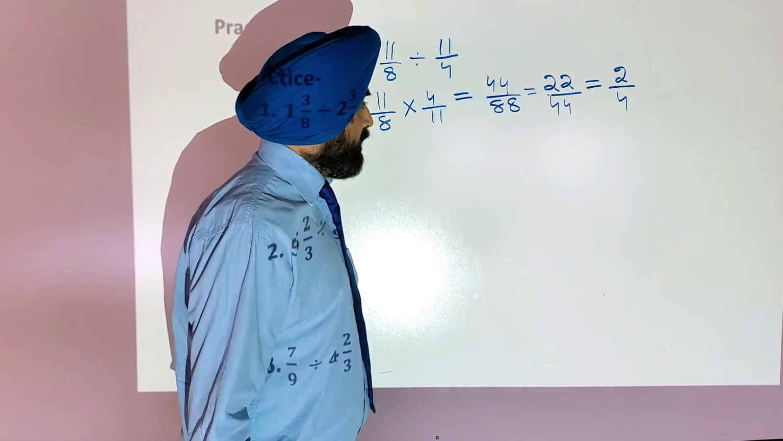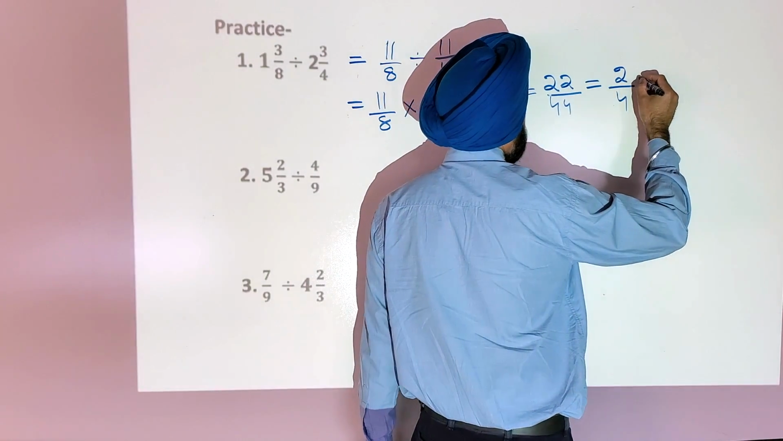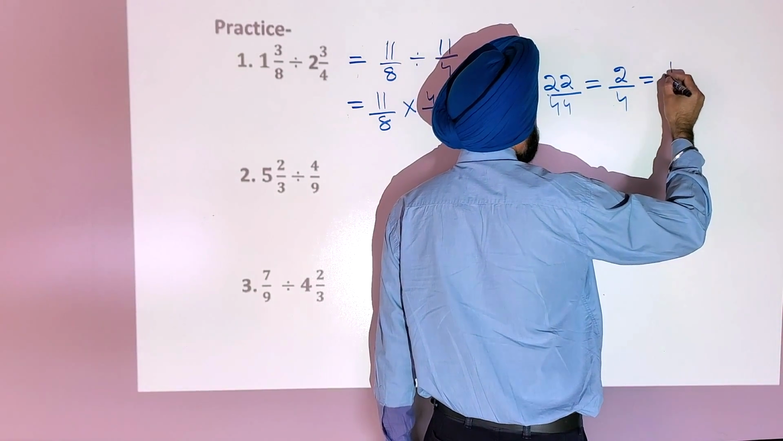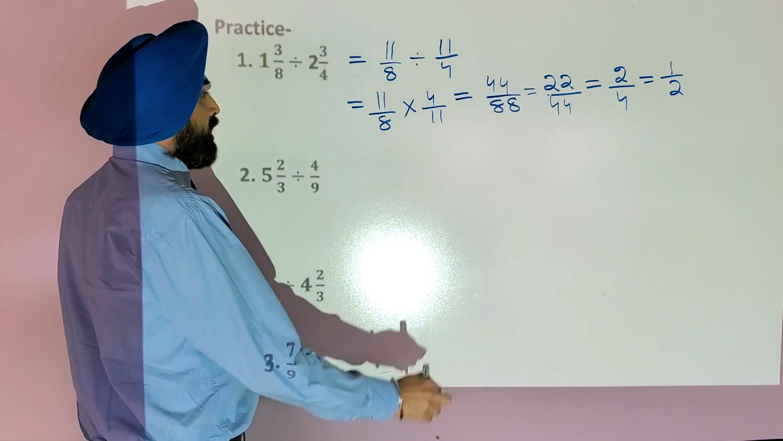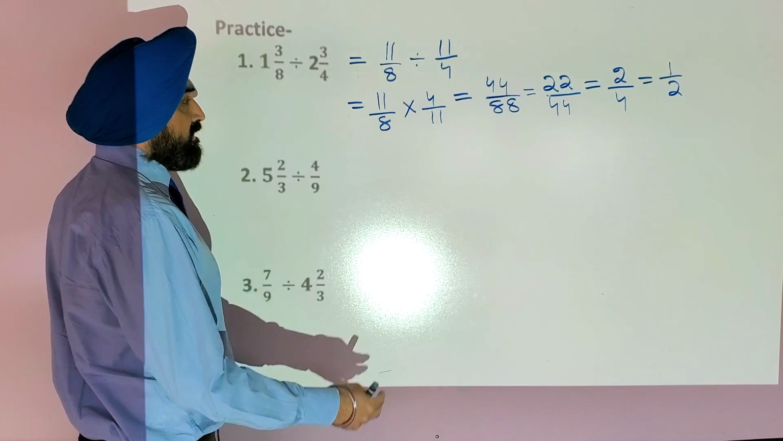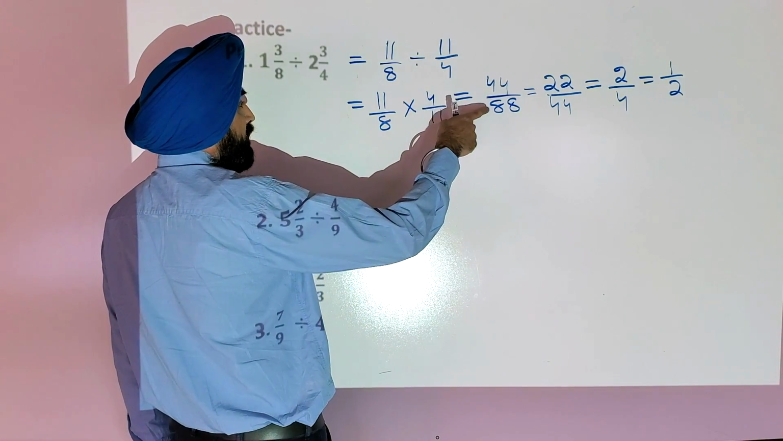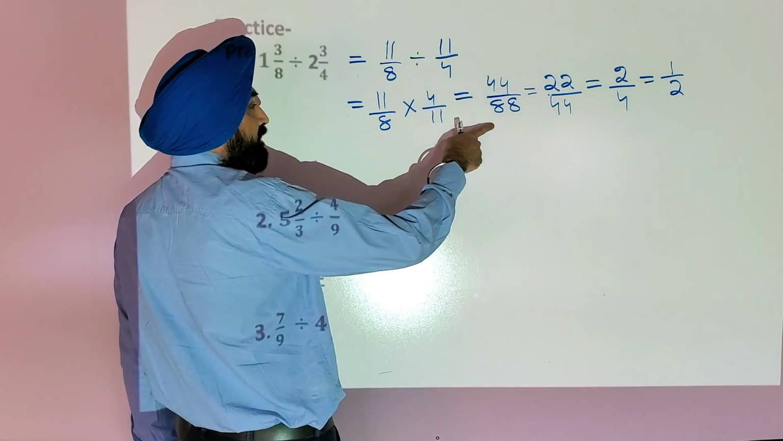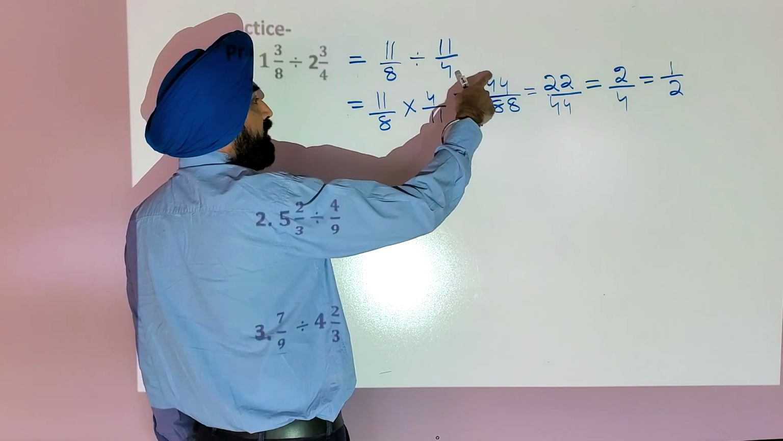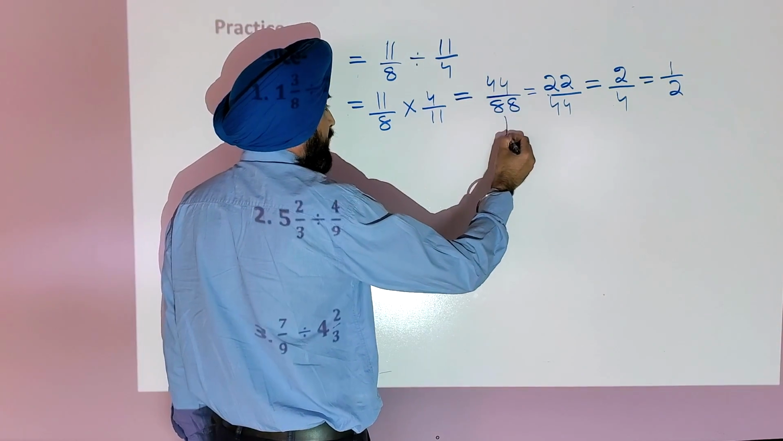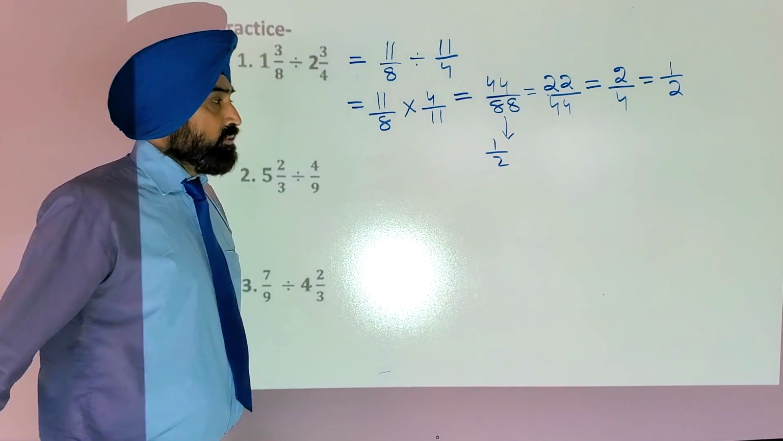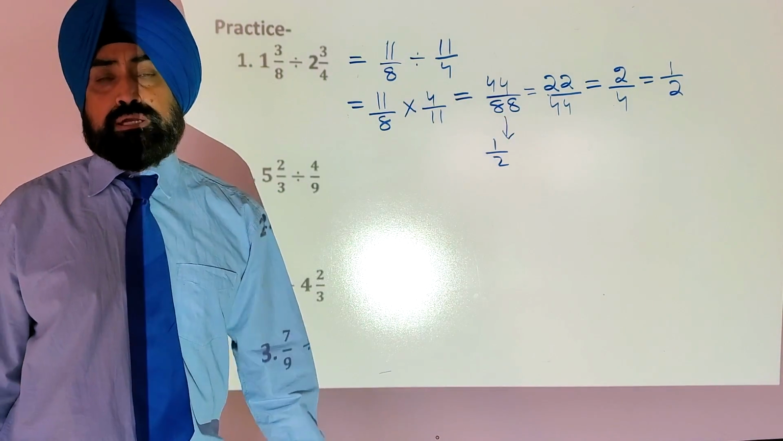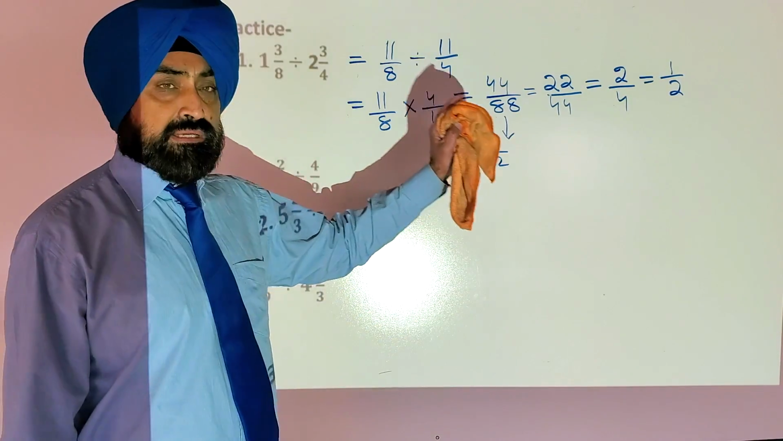You can further reduce it. Both are in the table of 2. 2 times 1 and 2 times 2. So the final answer is 1 over 2. Those people whose math is very good can see that 88 is double of 44, right? So 44 times 1 is 44, 44 times 2 is 88. So this can simply be written as 1 over 2 also. In case you don't know the big multiplication table, you can do it step by step.